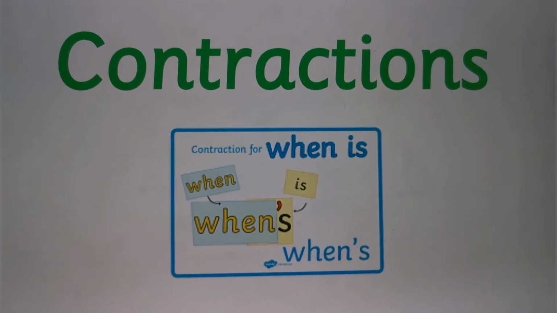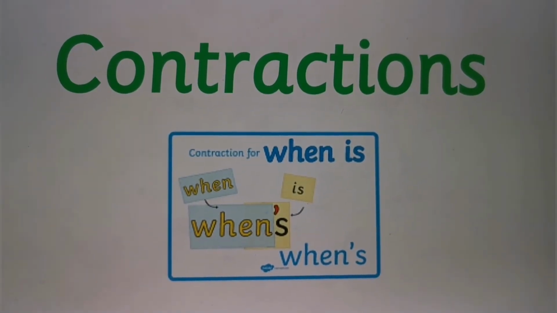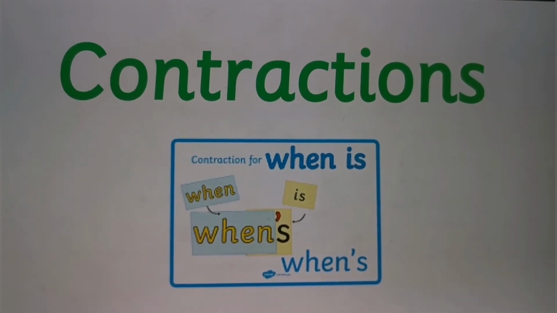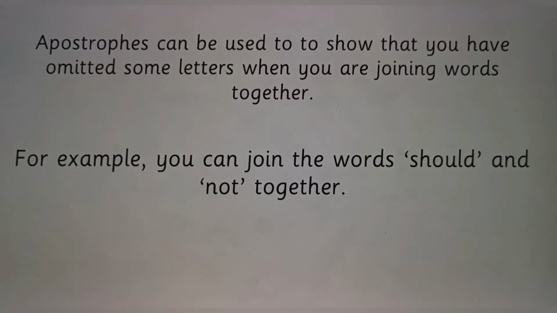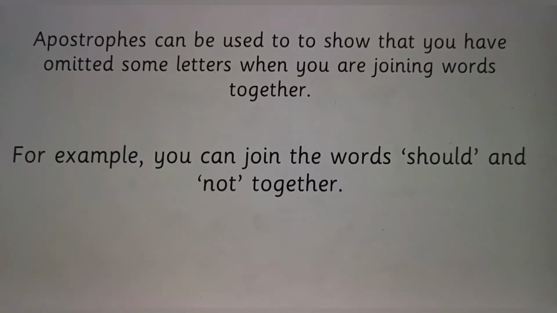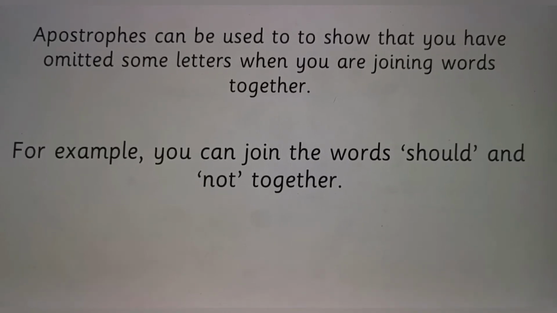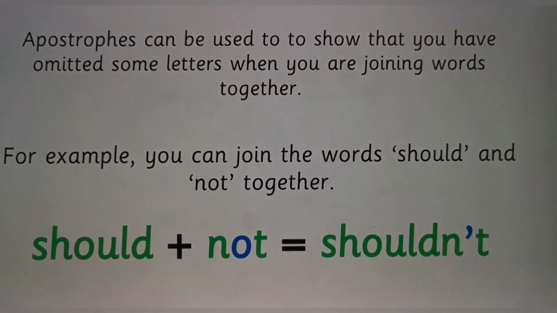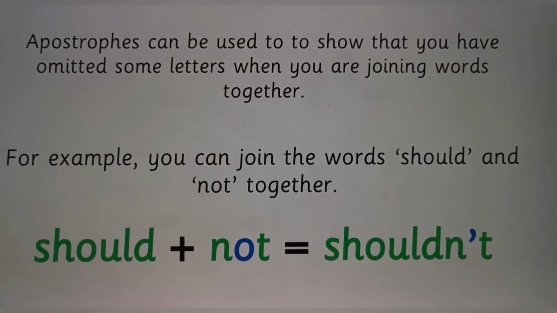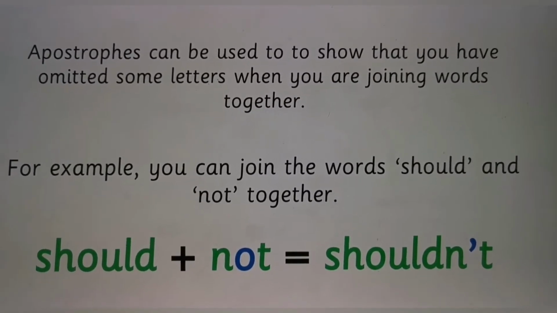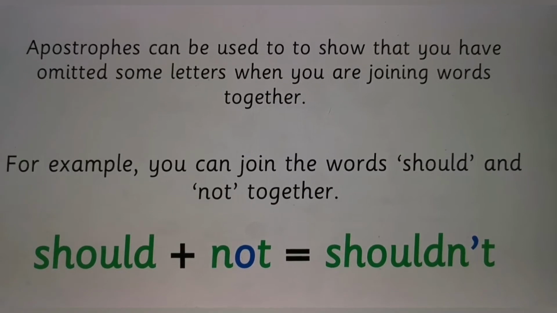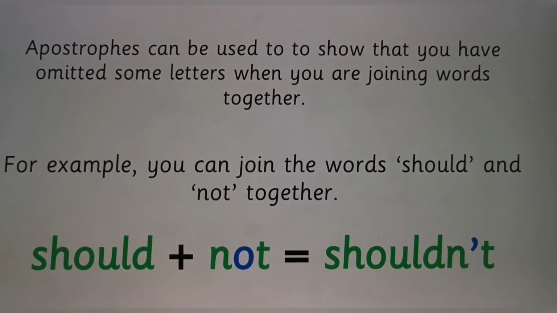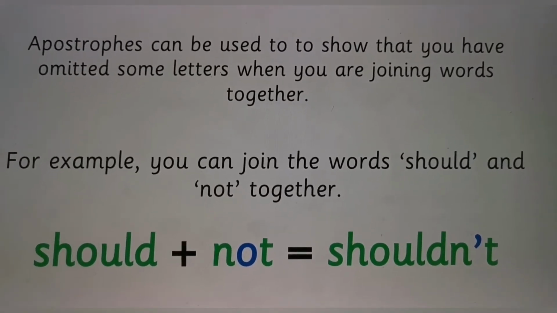So firstly, let's begin by looking at contractions. Remember, this is when letters have been omitted and two words have been joined together. Apostrophes can be used to show that you have omitted some letters when you are joining words together. For example, you could join the words should and not together. Should plus not equals shouldn't. In this example, the letter O has been left out or omitted. Because it's been omitted, we needed to replace that letter with an apostrophe in the word shouldn't.